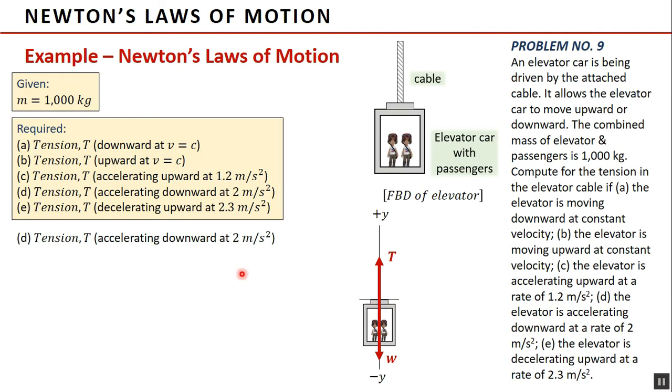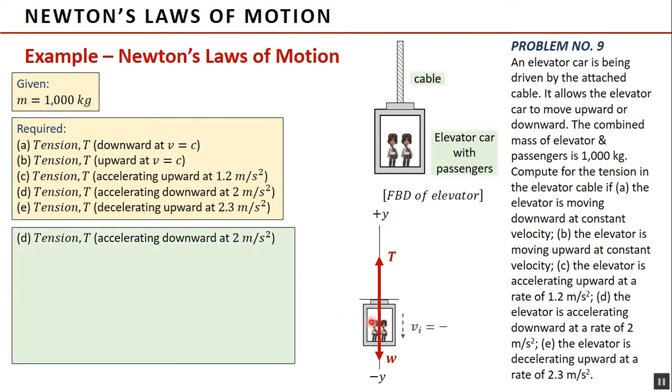For letter D, we are asked to solve for the tension in the cable if the elevator is accelerating downward at 2 meter per second squared. Just like what we did in letter C, we need to determine the appropriate sign of this acceleration. So here the initial velocity v sub i is negative, since the elevator is moving downward, therefore acceleration a is also negative since the elevator is accelerating. The acceleration should be negative 2 meter per second squared.